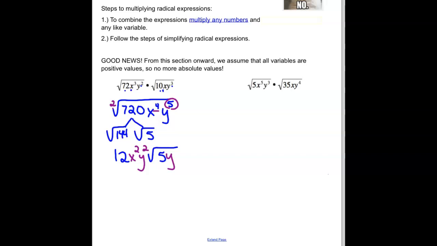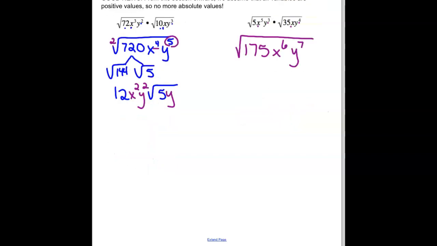For the second one, again, we are square rooting both, so we're going to put it together under one big square root. 5 times 35 is 175. Our x's, we have 5 here and 1 there, so we have a total of 6. Our y's, we have 3 and 4, so we have a total of 7. All right, I'm going to let you pause the video for a second and go ahead and try simplifying this one.